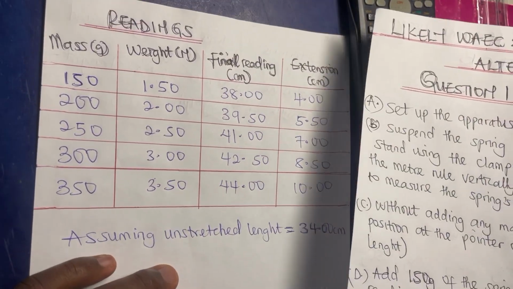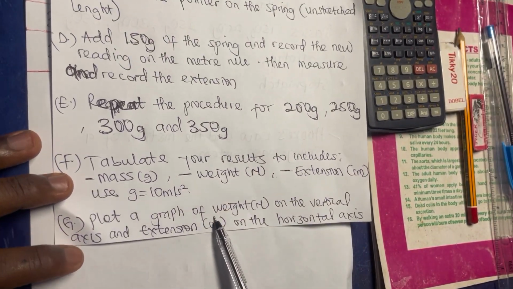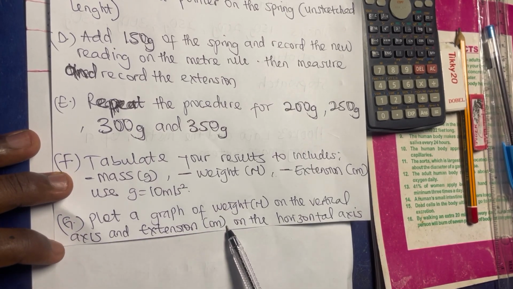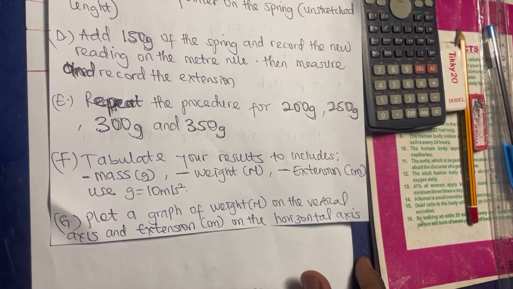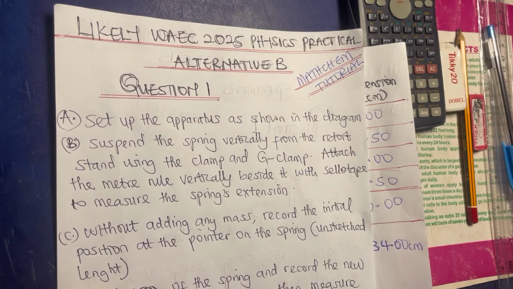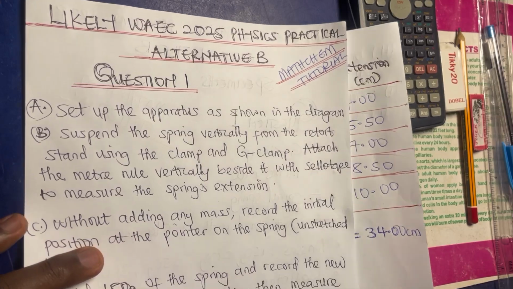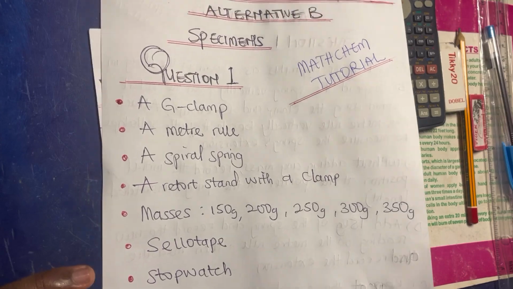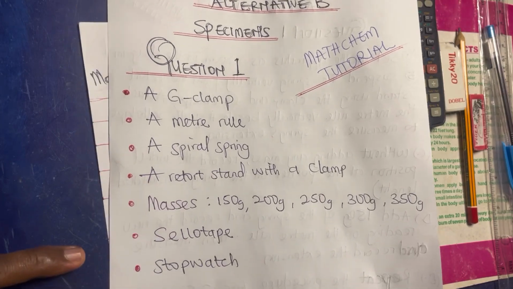As you can see here, I've done that. Then the next question I have is: you should now plot a graph of weight in N on the vertical axis and extension on the horizontal axis. So this is just a likely question, like I've said earlier. They are not the real or the actual question. But this specimen I have here is the real and live specimen for alternative B that you should know.